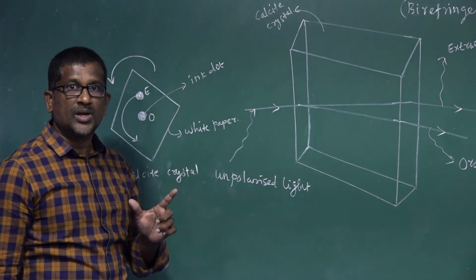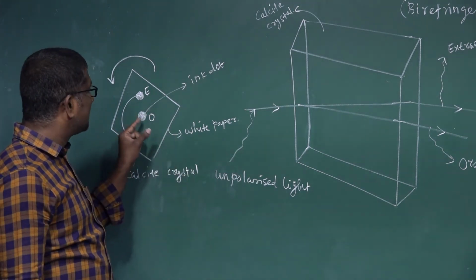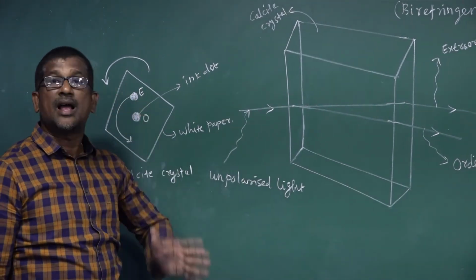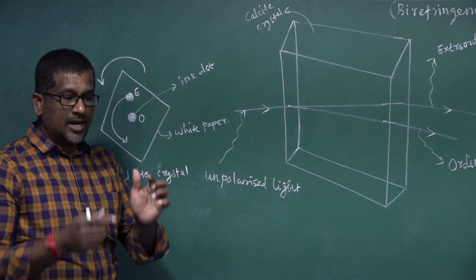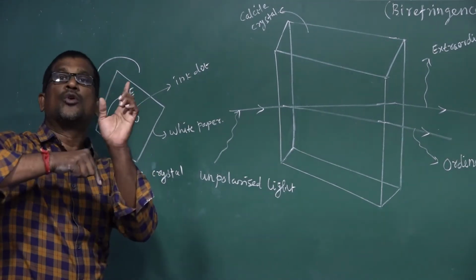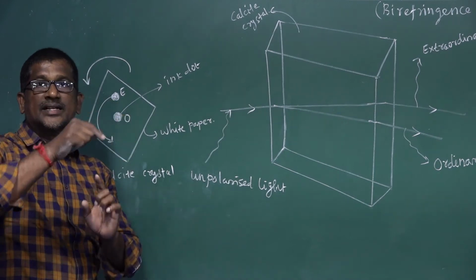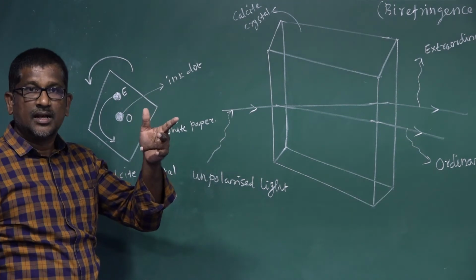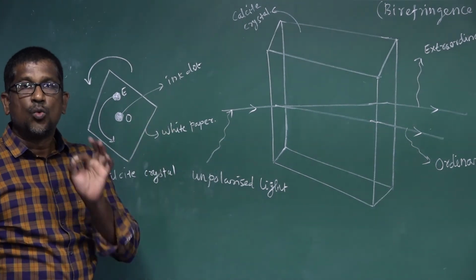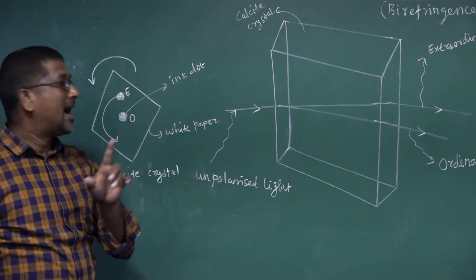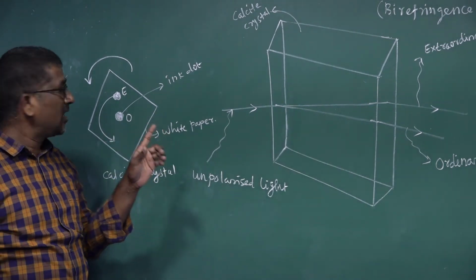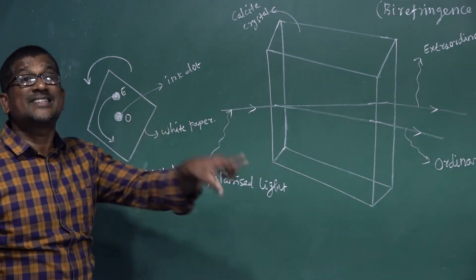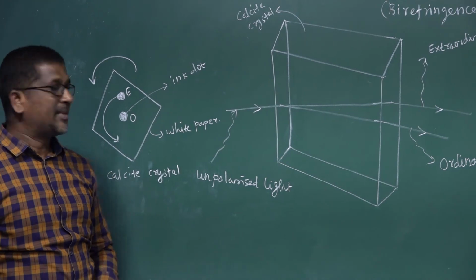Do you understand? So an ink dot is made at the center of a white paper, and then that ink dot is viewed through a calcite crystal. Now the calcite crystal is gradually rotated. There are two images of the ink dot we can see. Among the two images, one image rotates and the other image is stationary. One image is always stationary and the other image rotates around the stationary image.